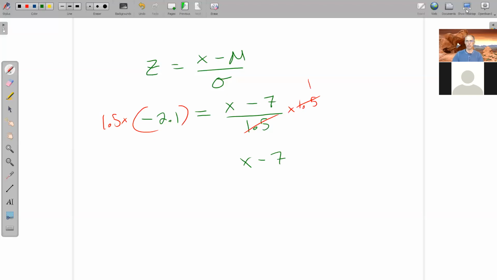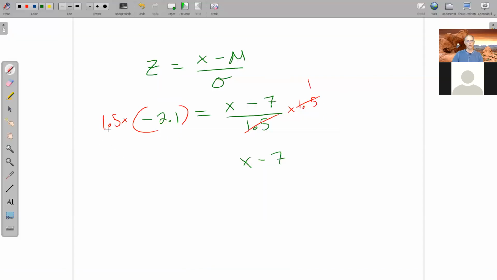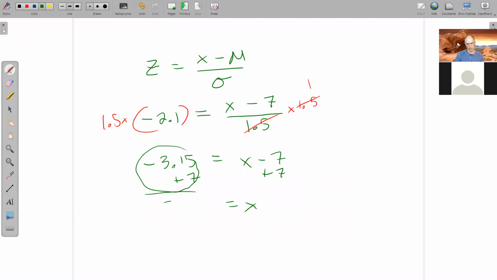Need a calculator for that. 1.5 times 2.1 is 3.15. A positive times a negative is a negative, so that would be negative 3.15. And then to get rid of subtraction, we add. So I would add 7 here, add 7 there. I have to be careful because I have a negative and a positive. Let's see what x is. Negative 3.15 plus 7. That's right, 3.85. So according to that, it looks like x is 3.85.